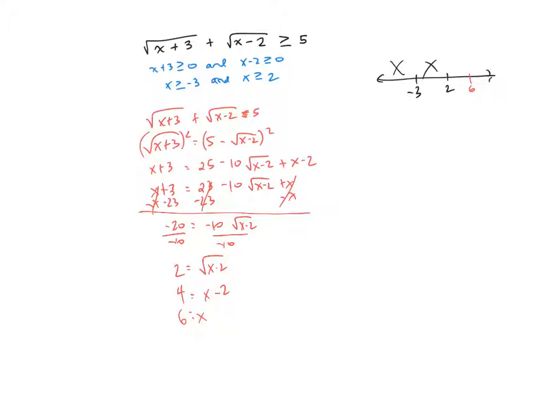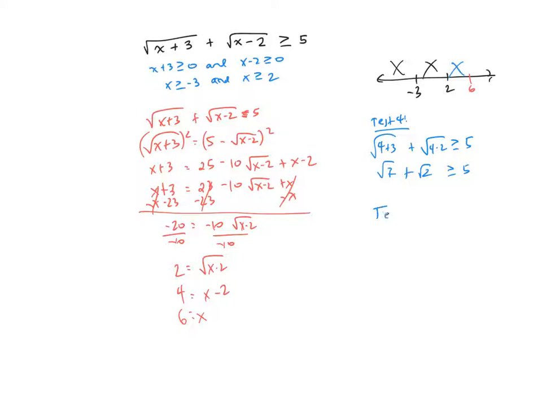Let me pick a number between 2 and 6. How about 4? So if I do that, I get the square root of 4 plus 3, which is the square root of 7, plus the square root of 4 minus 2. 3 would have been easier, wouldn't it? Oh well. And then you go to 5. So that's the square root of 7 plus the square root of 2 is greater than or equal to 5. Now you can pull your calculator out and try this. The square root of 7 is like 2.6-ish. Square root of 2 is like 1.4-ish. There's no way that's bigger than 5. So that doesn't work.